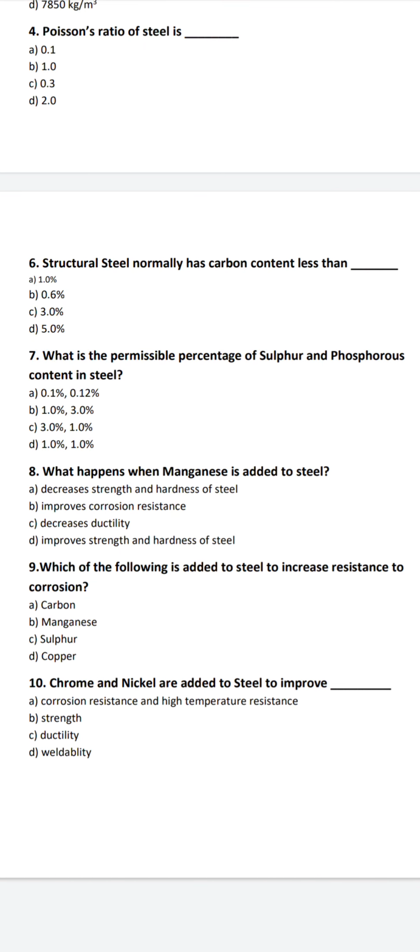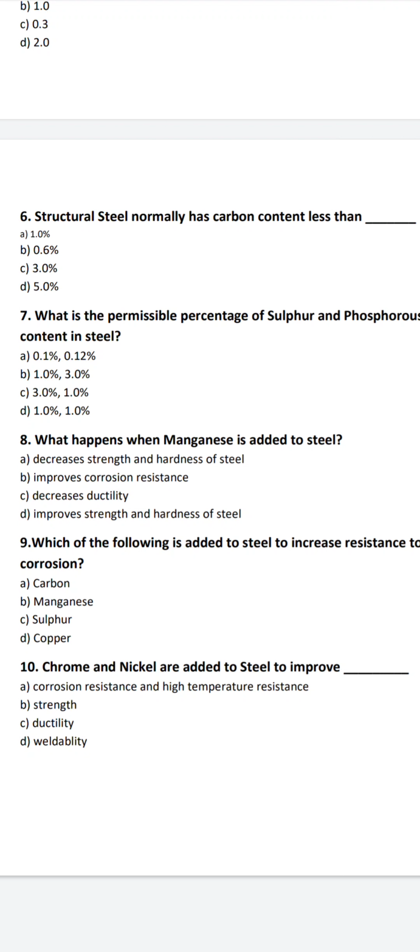Next question, question number 8: what happens when manganese is added to steel? If someone adds manganese to steel, then what happens? The question is based upon that. The options are: A, decreases strength and hardness of steel; B, improves corrosion resistance; C, decreases ductility; D, improves strength and hardness of steel. Out of A, B, C and D, you have to answer the question.